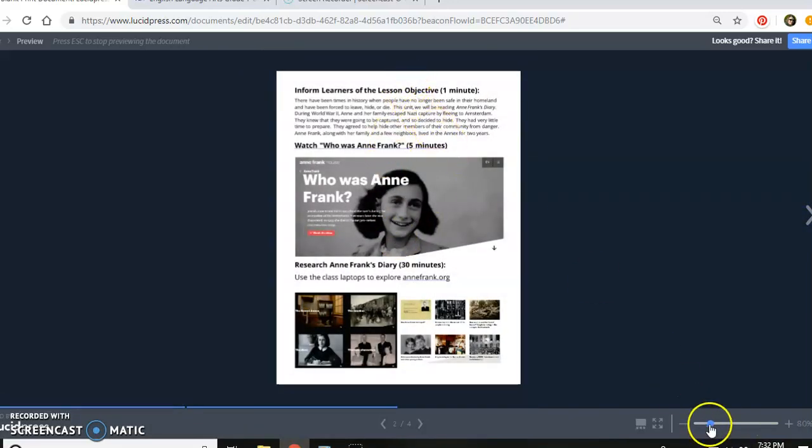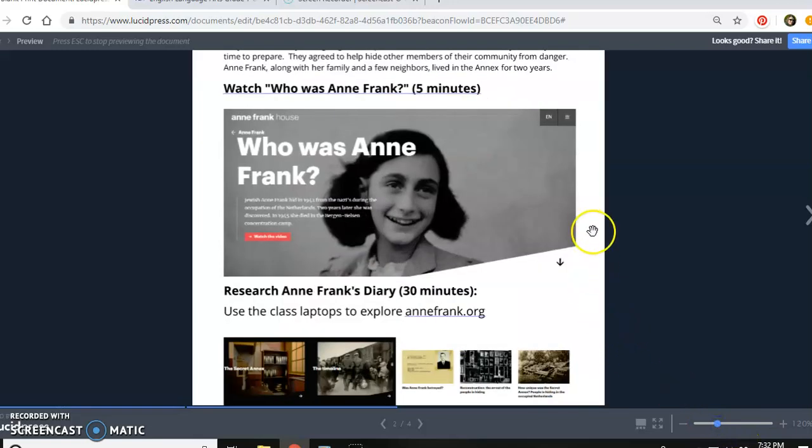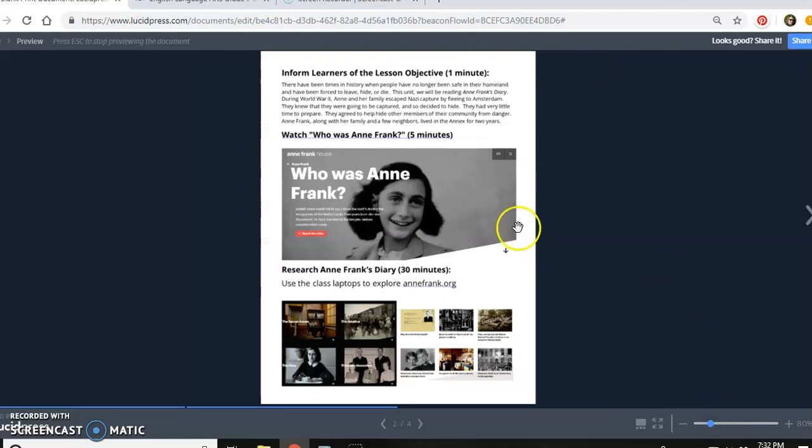So then I'll be telling the students, why am I having such a hard time with this. Okay. There have been times in history when people have no longer been safe in their homeland and have been forced to leave, hide, or die. This unit will be reading Anne Frank's diary.